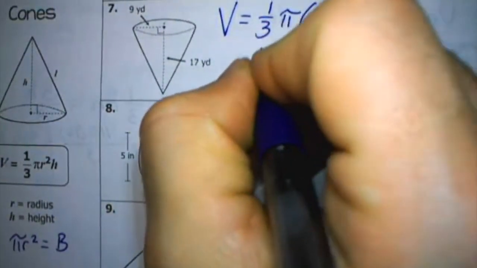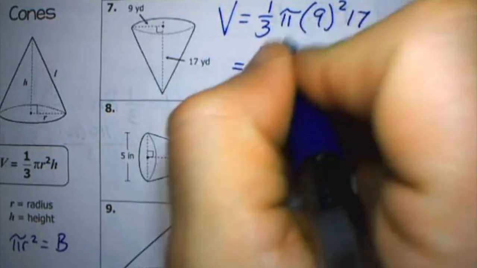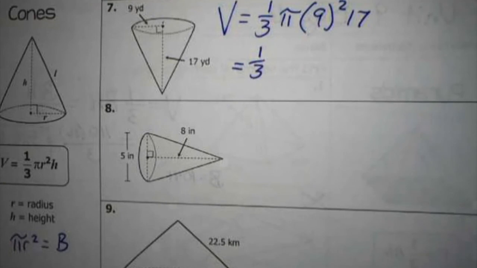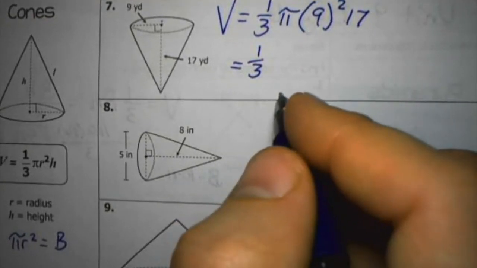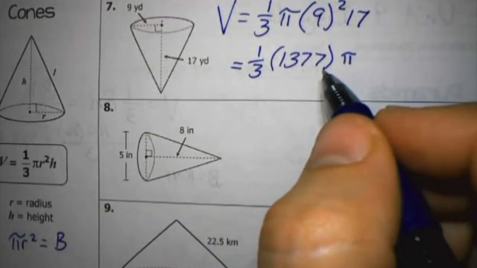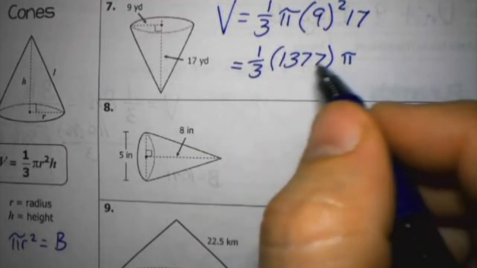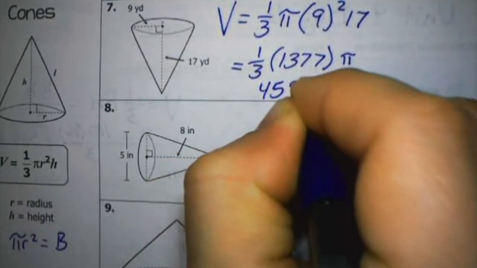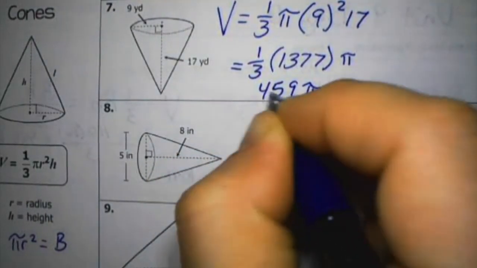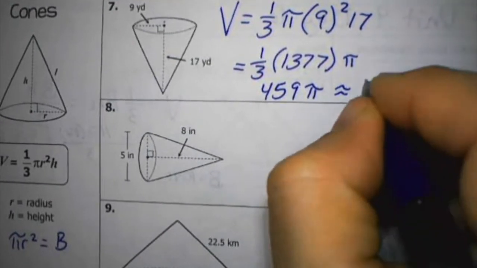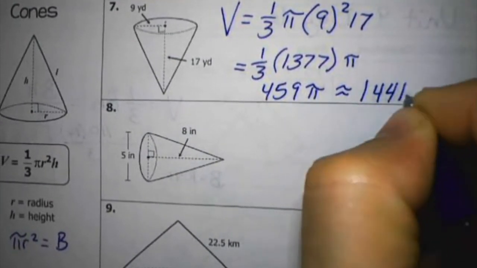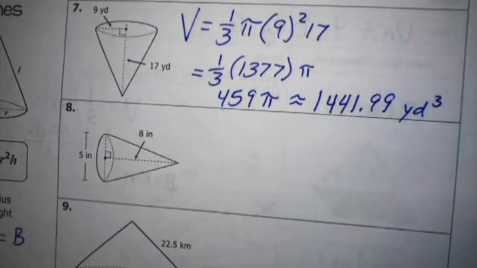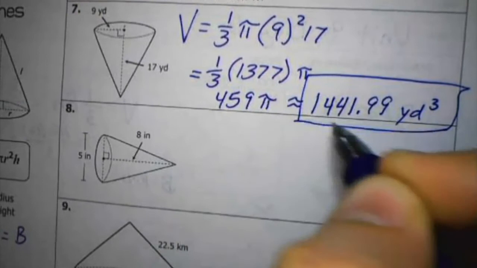So we're going to do our calculations. I'm going to leave the 1/3 there for now. 9 squared is 81. And then 81 times 17 is 1,377. So I have 1/3 of that. When I divide that by 3, I get 459 pi. And then I can multiply 459 times pi, and I get about 1,441.99 cubic yards.